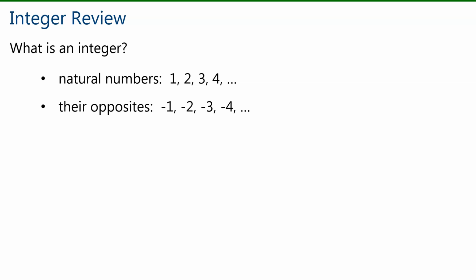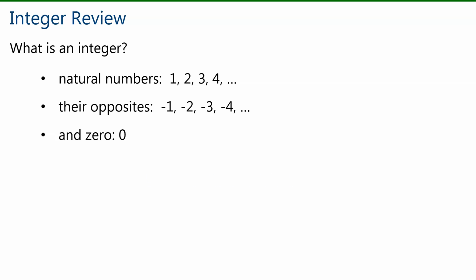So now let's review what an integer is. It includes our natural numbers, also called our counting numbers, because they start at 1: 1, 2, 3, 4, and so on. It also includes their opposites, like -1, -2, -3, and so on. And we can't forget about 0. 0 is an integer as well.